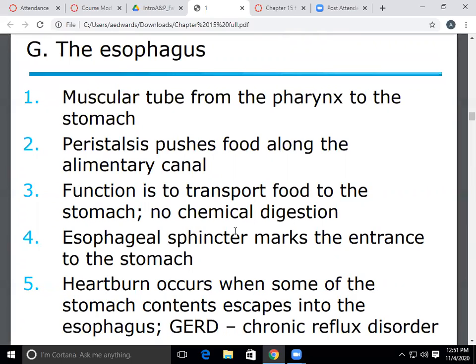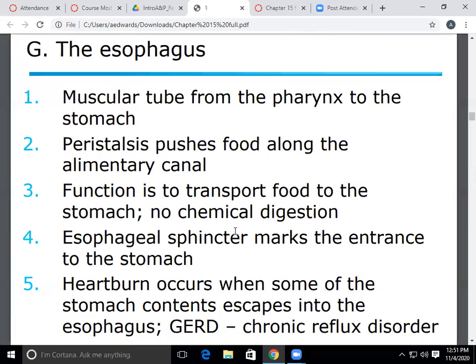Okay, so you have this esophageal sphincter, and it marks the entrance to the stomach. So basically, the esophagus moves the food down to the stomach. Unless the stomach says the food can enter, it stays basically at the door. Once that sphincter opens, then the food can go into the stomach.